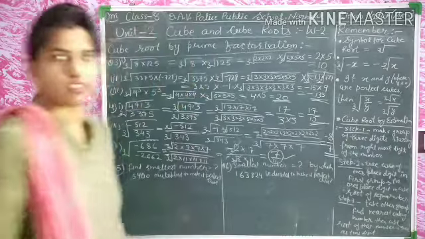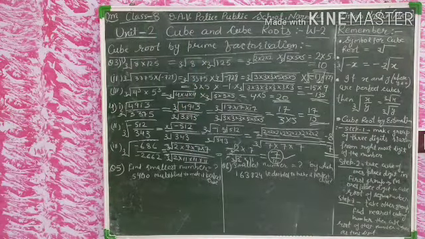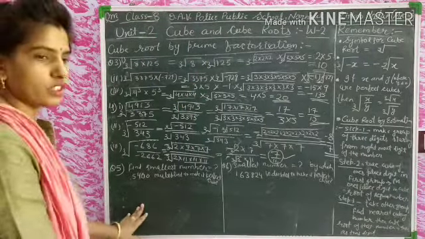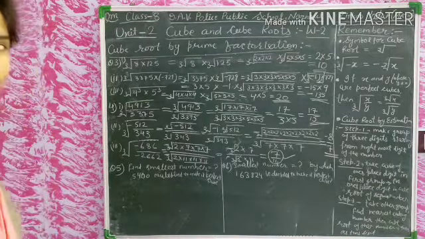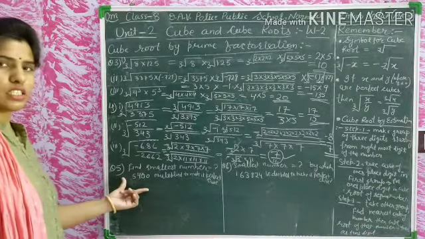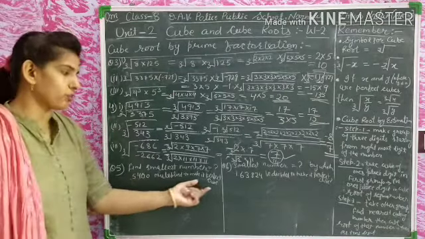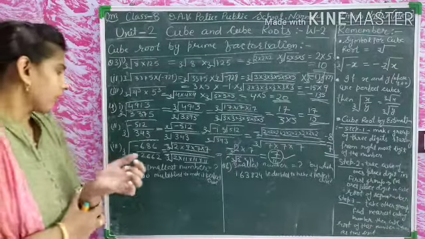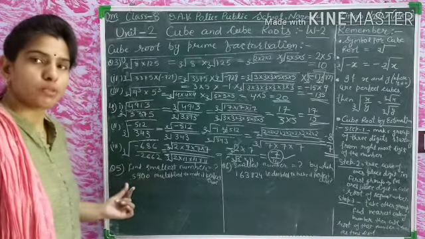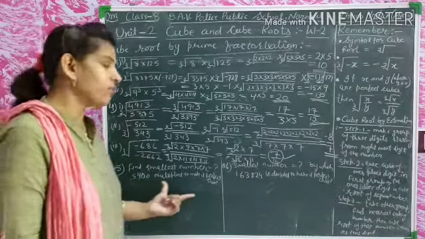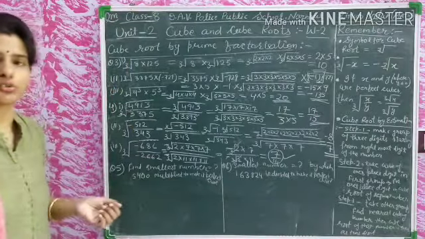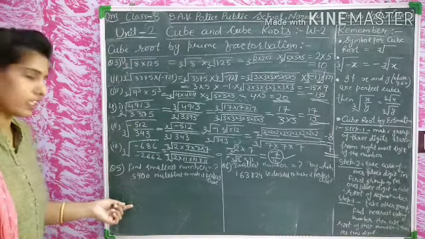Okay students, now we will go to the next question, question number 5. Question number 5 is, find the smallest number by which 5400 must be multiplied to make it a perfect cube. Find the smallest number which is multiplied to this number to make it a perfect cube. So students, you are seeing there that this is the number here.